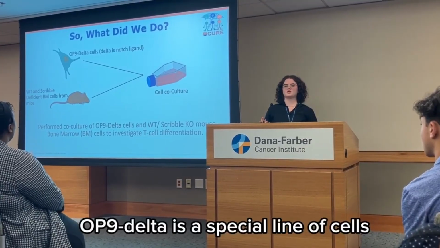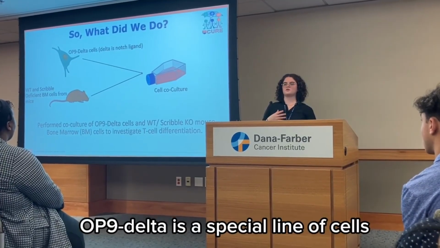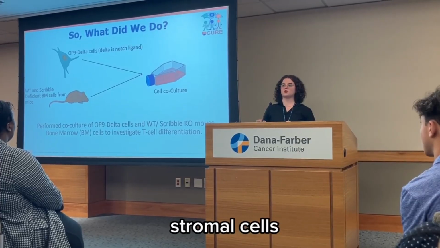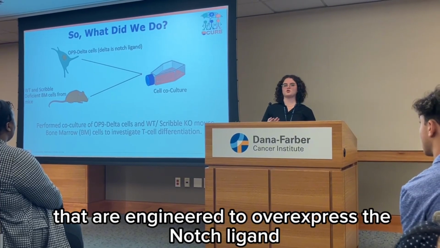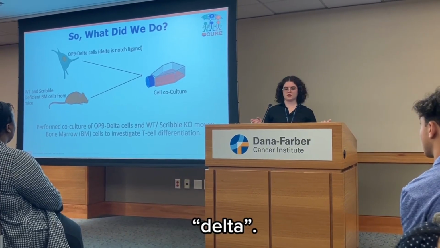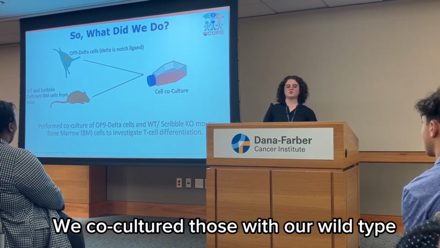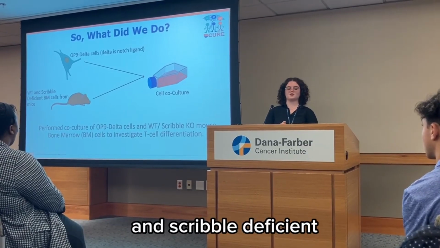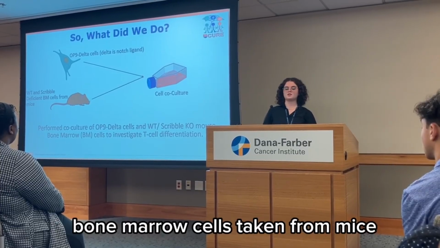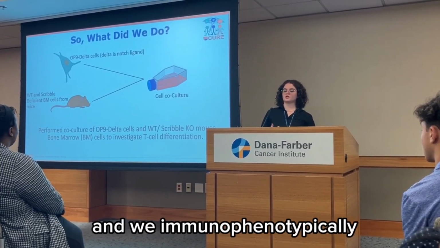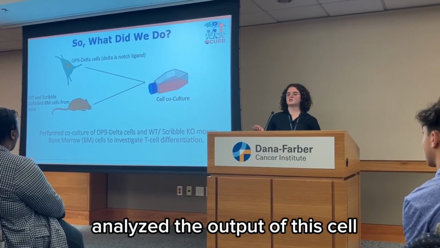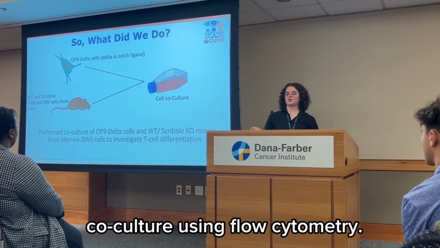So OP9 delta is a special line of cells. They're mouse bone marrow stromal cells that are engineered to overexpress the Notch ligand delta. We co-cultured those with our wild type and Scribble deficient bone marrow cells taken from mice, and we immunophenotypically analyzed the output of this cell co-culture using flow cytometry.